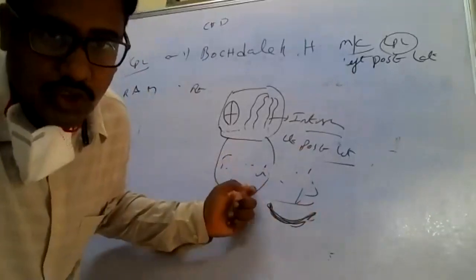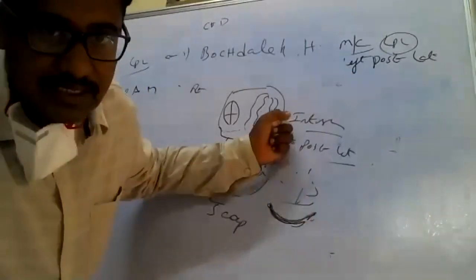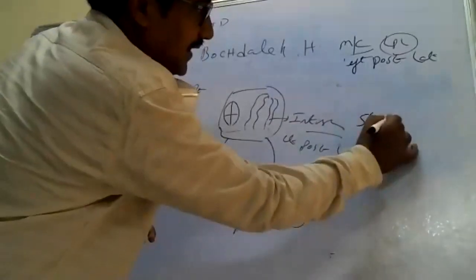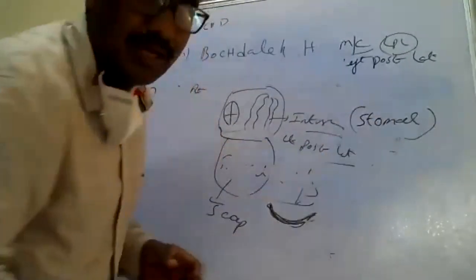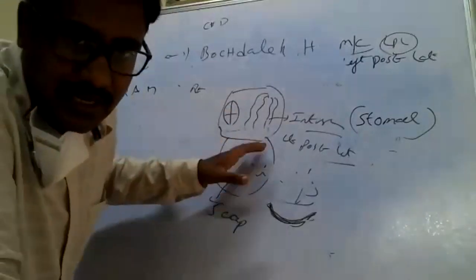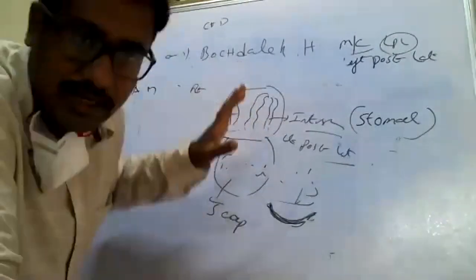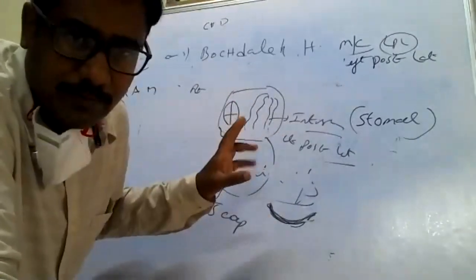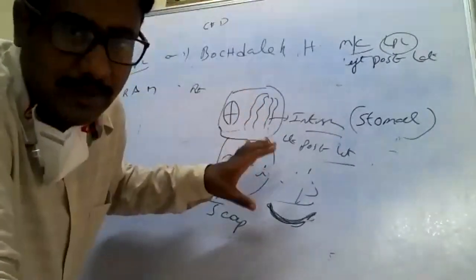So what is the most common content which herniates into the thorax? That is the stomach. This is the bit. So the most common content which herniates into the thorax in Bochdalek hernia is the stomach. Okay, so these are the points regarding the Bochdalek hernia.